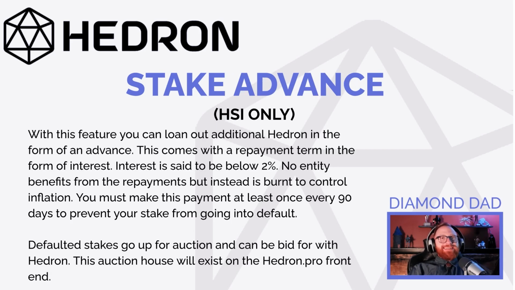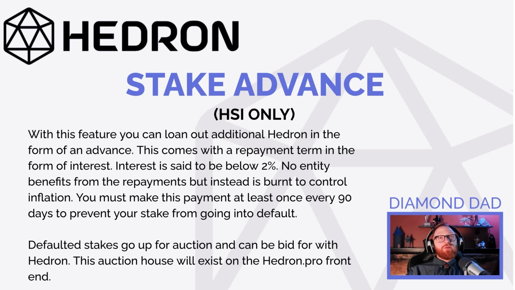A stake advance. This is HSI only. You cannot take an advance on an NS stake. With this feature, you can loan out additional Hedron in the form of an advance. We'll go over exactly how that happens in just a second. This comes with a repayment term in the form of interest. Interest is said to be below 2%. I couldn't find the exact info. I've heard like 1.3, 1.6, I can't remember.